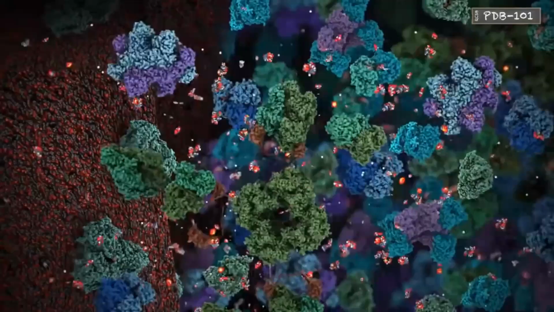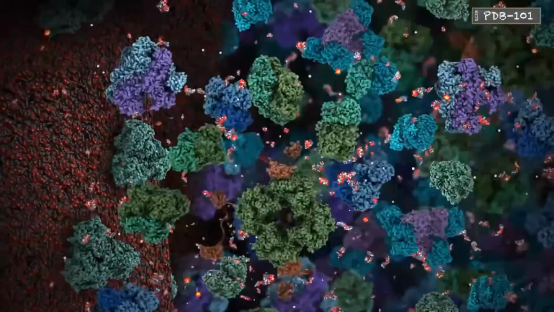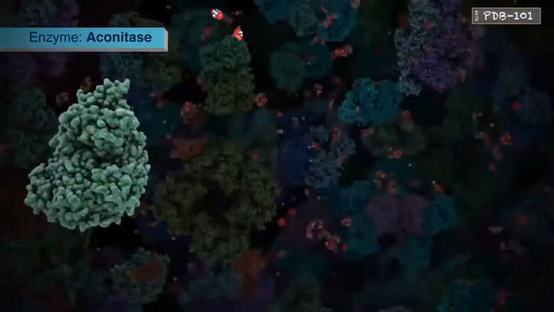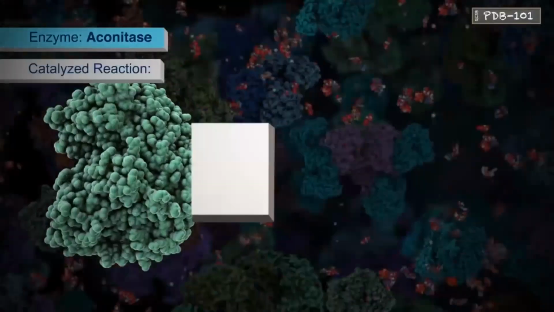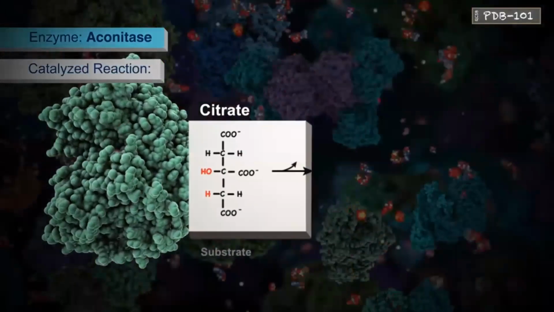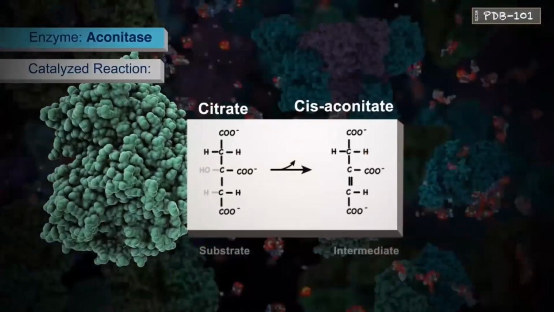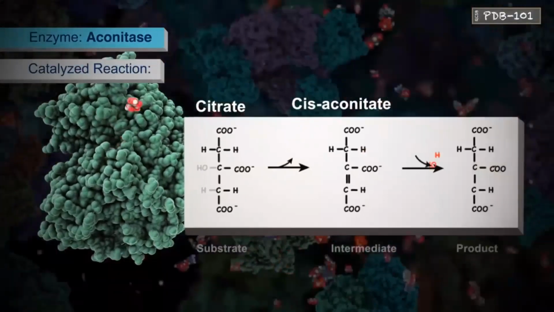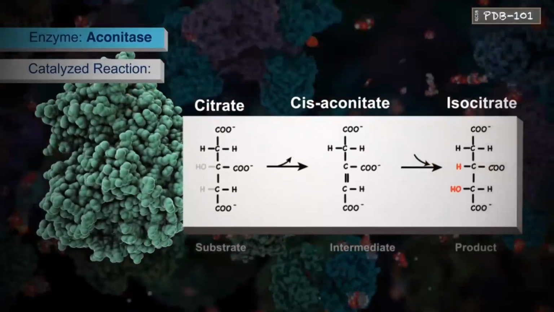To understand how enzymes work, let's take a closer look at a reaction in the citric acid cycle that is catalyzed by the enzyme aconitase. Aconitase binds to its substrate citrate and removes a hydroxyl group and a hydrogen atom to form the intermediate cis-aconitate. It then adds the hydrogen and the hydroxyl back in slightly different positions to form the product isocitrate.